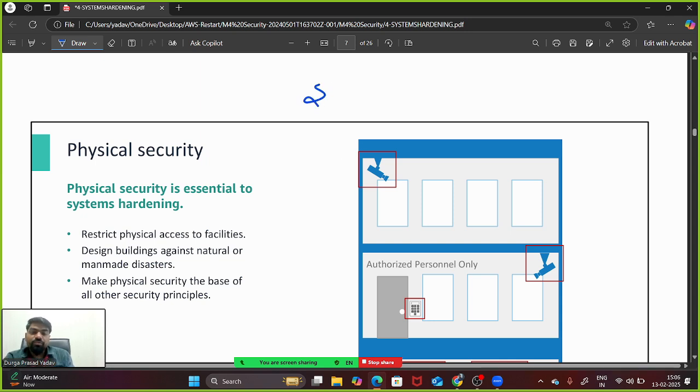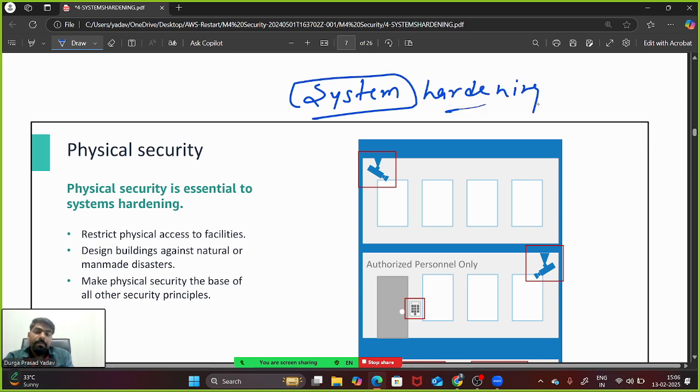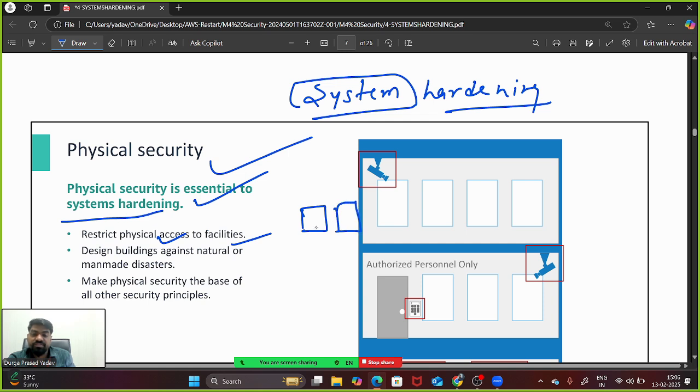Before system hardening, you should also have physical security, and physical security is very necessary for your system hardening. You should restrict physical access to facilities wherever you are keeping your resources, either server or computer system. You should strictly restrict it. Unwanted people should not go inside the cabin or the data center, or wherever you are placing your computer. They should not go to that facility.